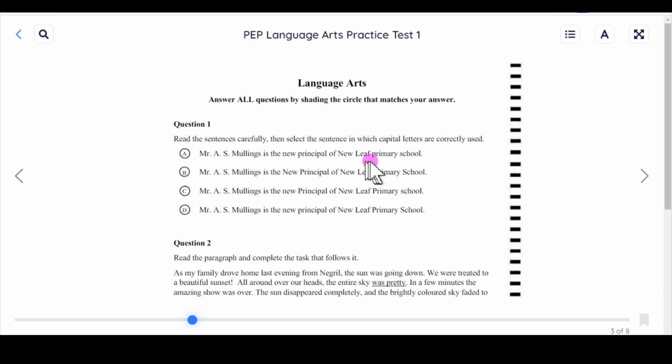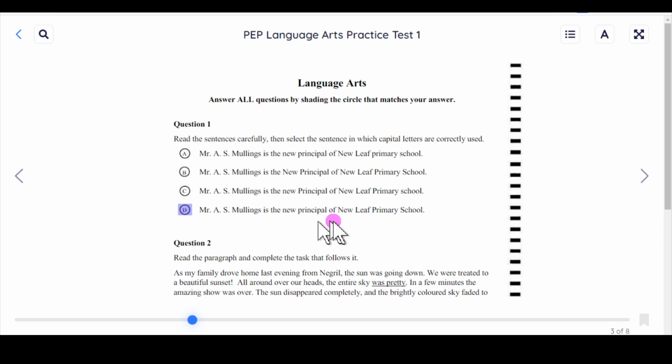But New Leaf Primary School, the special name of the school, we notice that here in this one, it's not capitalized in option A. So you'd have to be careful because everything could be right except one of the words, and that makes the entire thing incorrect. So we'll select D for our answer here. Okay, question 1, D.